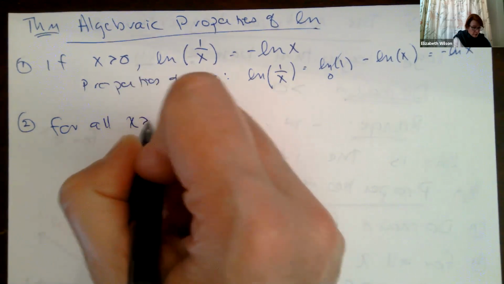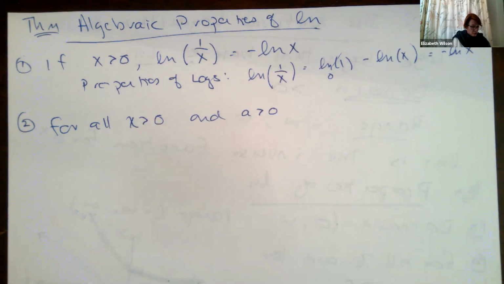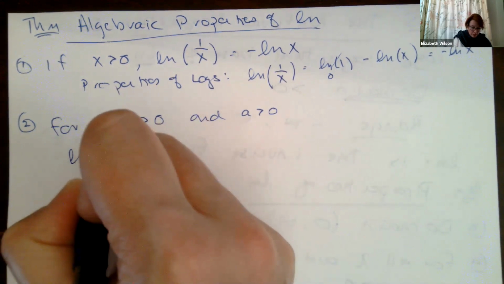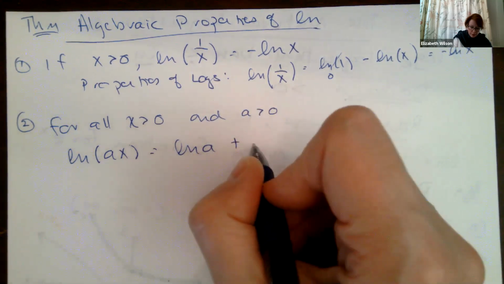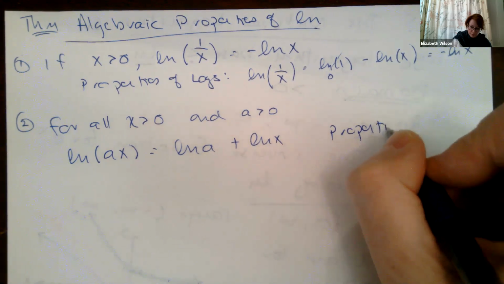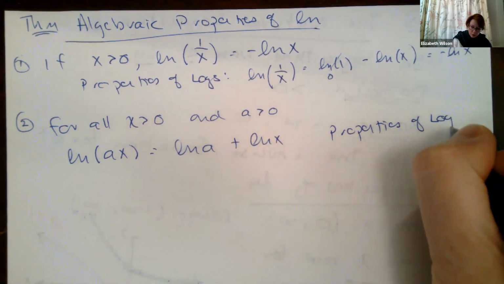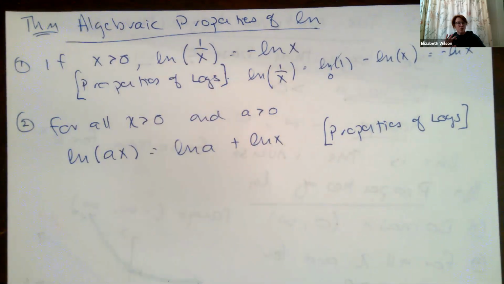Well, x greater than 0 and a greater than 0. A is a constant term. Ln of ax equals ln of a plus ln of x. This is also, again, a property of log. This is true for any log, a log of any base. These are generic properties of logs.